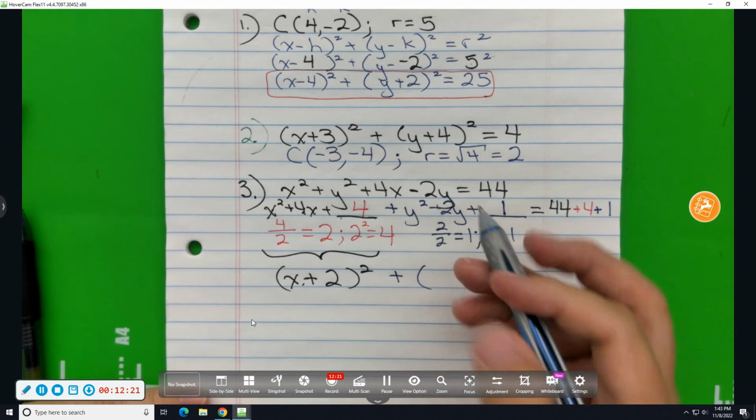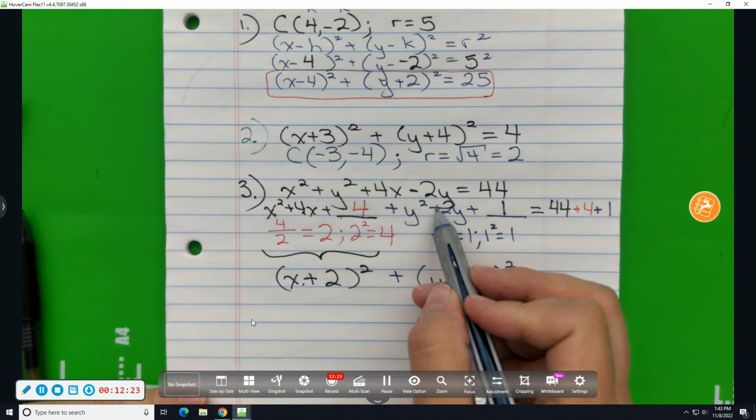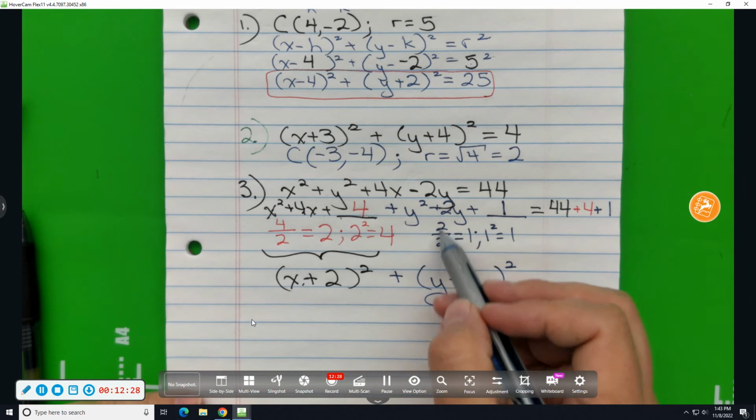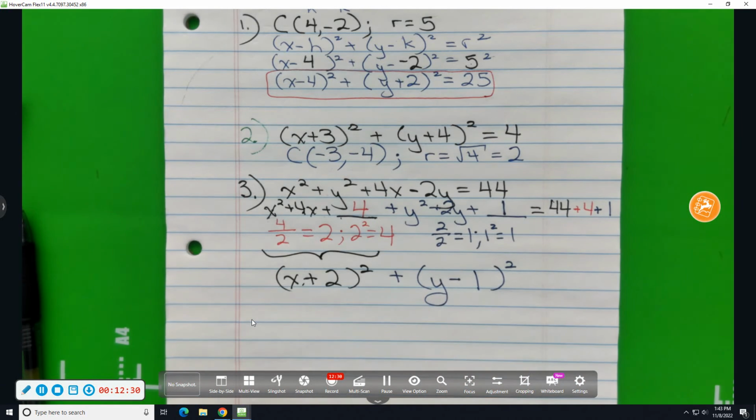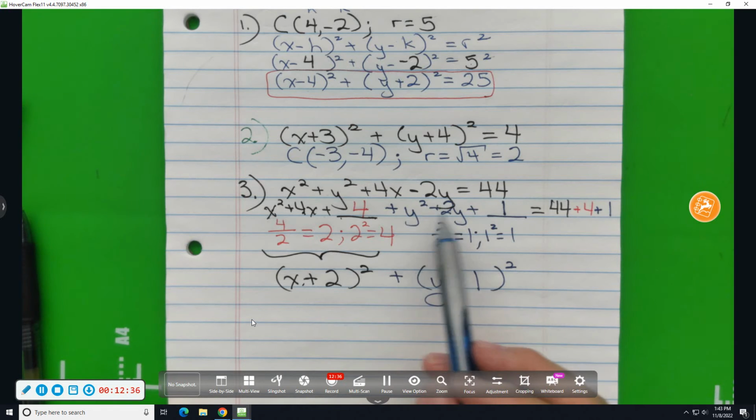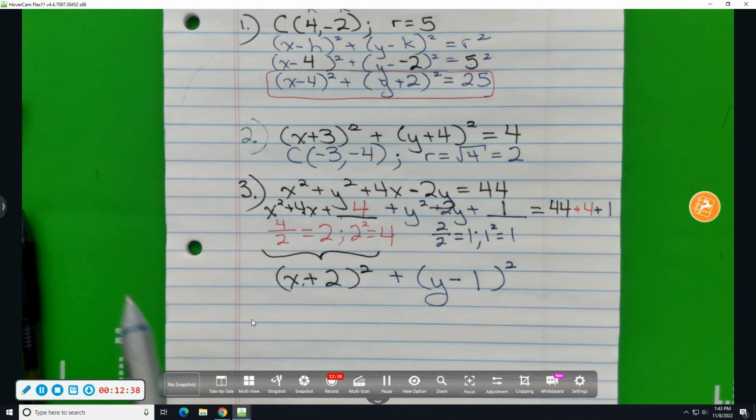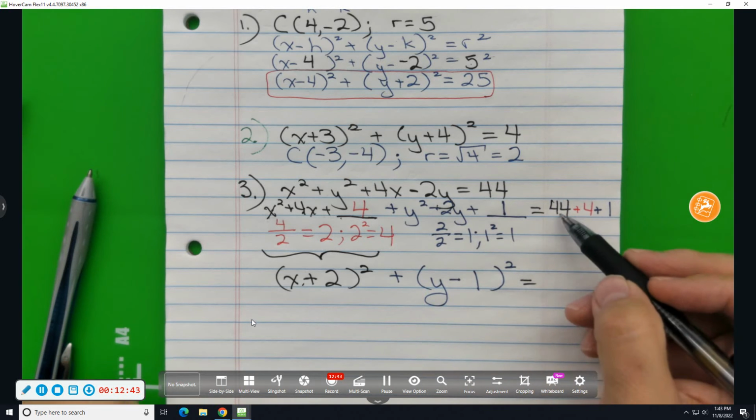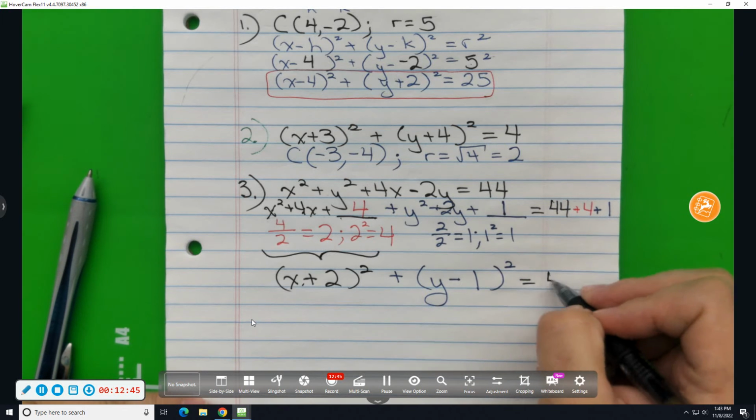Apply the same logic to the y terms. It's variable y, sign, that's a minus, half of 2. 2 divided by 2 is 1. If you take y minus 1 times y minus 1 and FOIL it out, you're going to get y squared minus 2y plus 1. On the right-hand side, you have 44 plus 5, which is 49.